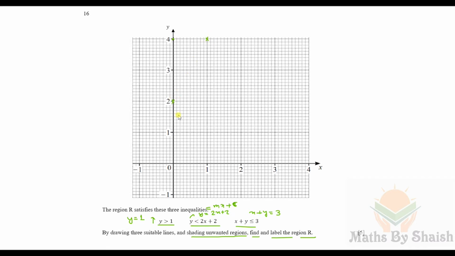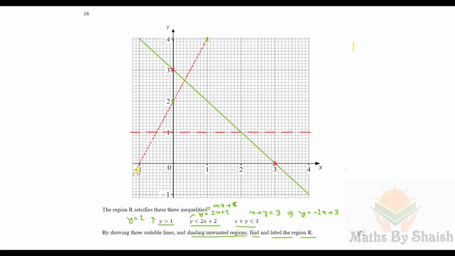And the next one is x plus y equals 3. Or we can write it as y equals minus 1x plus 3, so that we can compare it with mx plus c, and hence the y-intercept is 3 and the gradient is minus 1, meaning coming down 1 and going ahead 1, so that line will pass through these 2 points. Now let me sketch these lines. So here are these three lines.